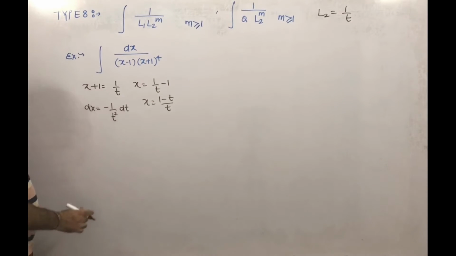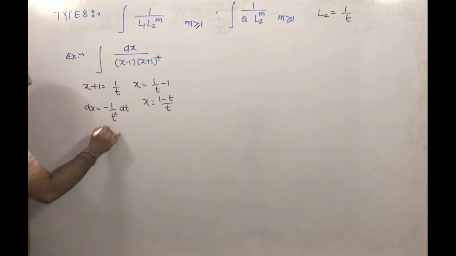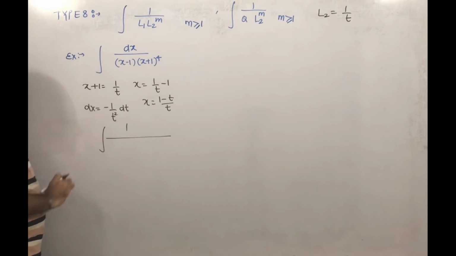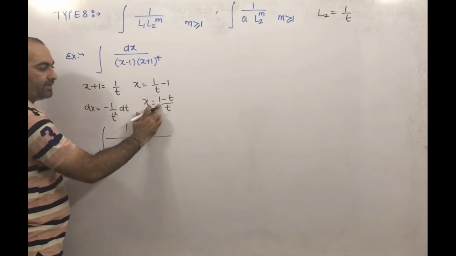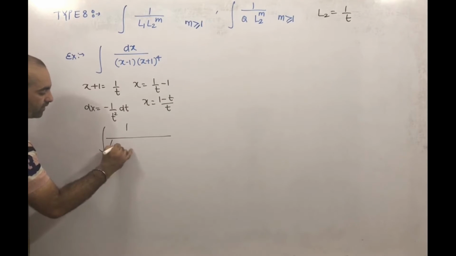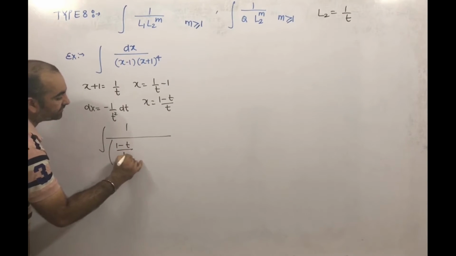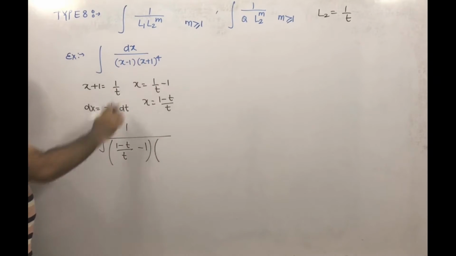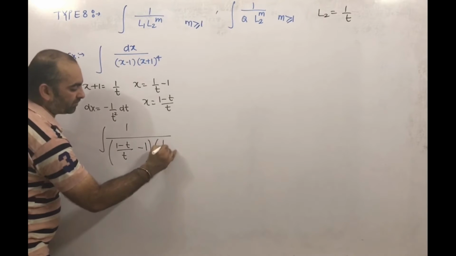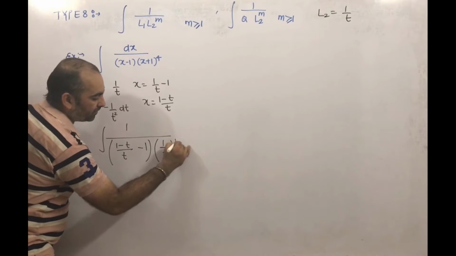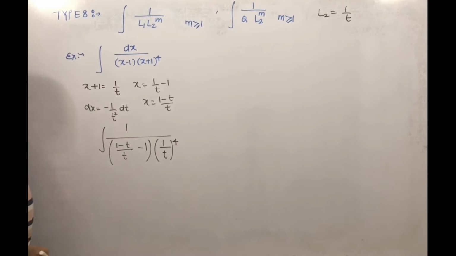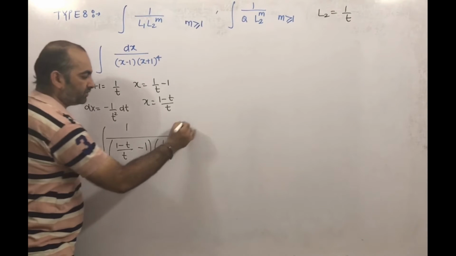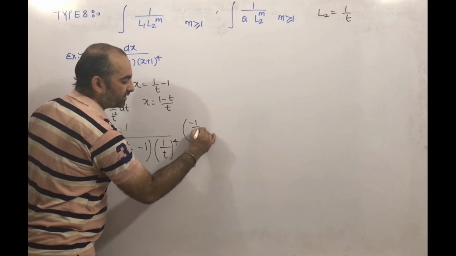Now everything we have to convert in terms of t. So 1 divided by (x minus 1): here x is (1 minus t) divided by t, so it becomes (1 minus t) divided by t, minus 1, into, instead of x plus 1, we can write 1 by t, so 1 by t to the power 4, and dx. dx is minus 1 by t square dt.